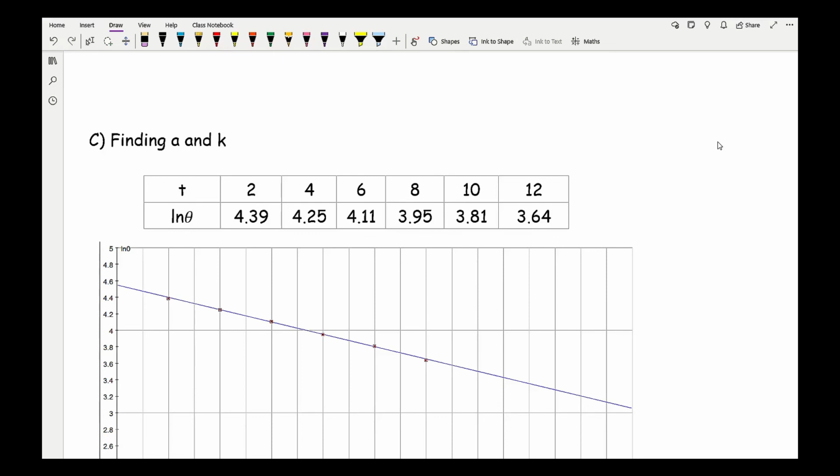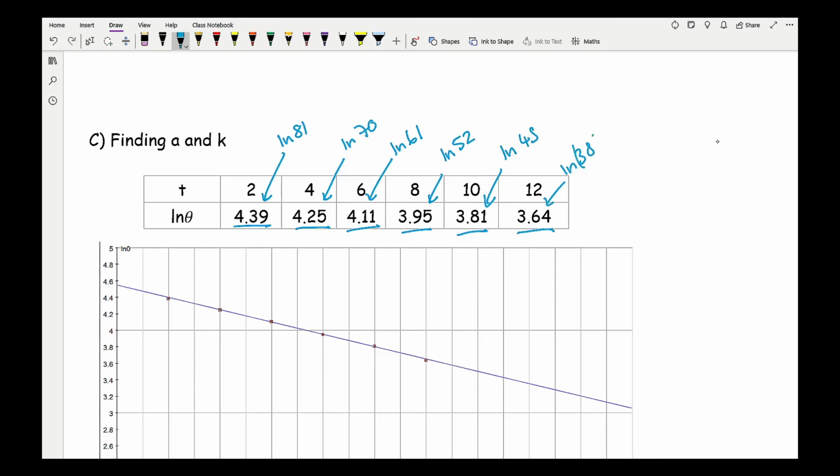So to get the 4.39 value, let me just tell you where I've got that. That there is ln of 81. This 4.25 is ln of 70. This 4.11 is ln of 61. And the next one is ln of 52. 3.81 is ln of 45. And 3.64 is ln of 38, and those values I've just put in brackets are ones that were given to me in the original table, so they're my original temperature values.